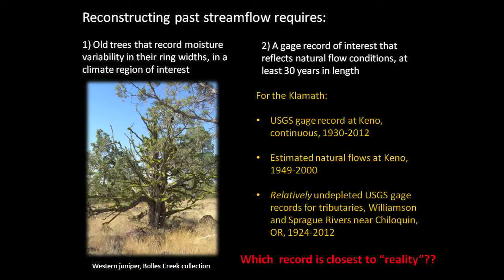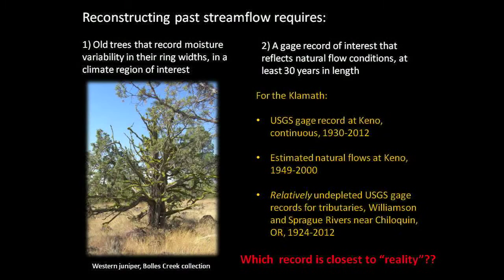This is a western juniper from Bowles Creek, which I put two L's in, there's only one L, which is up near, it's in California on the border with Oregon. These western juniper are very moisture sensitive. They have very good records of moisture variability in their ring widths. They grow to be very old, and they are sensing mostly the hydroclimatic conditions over the winter, the cool season. The trees are sort of going on the moisture in the soil at the beginning of the growing season.